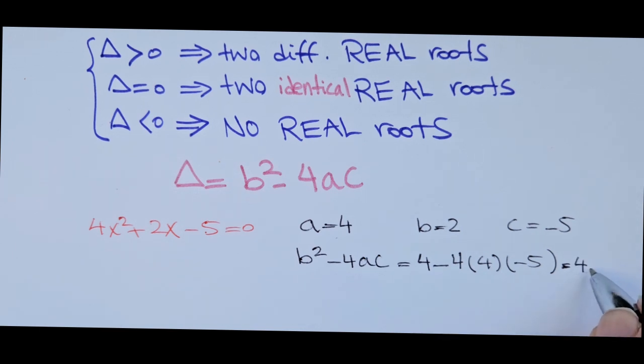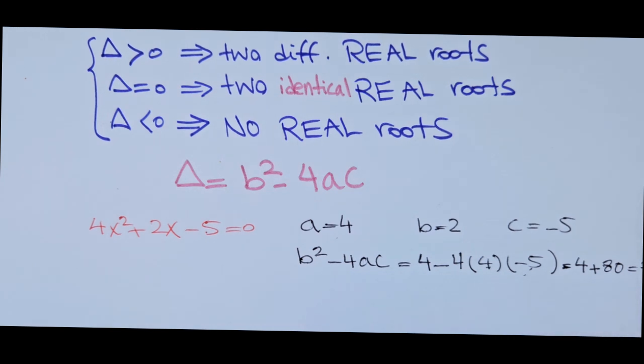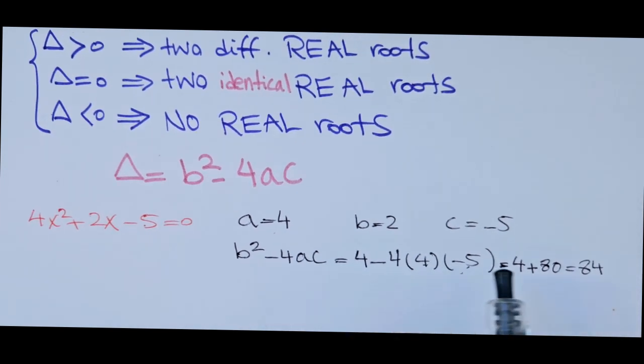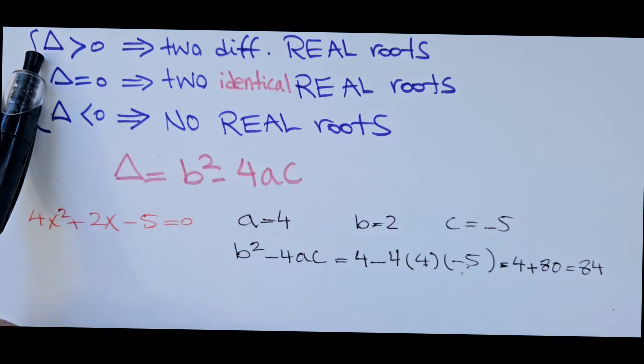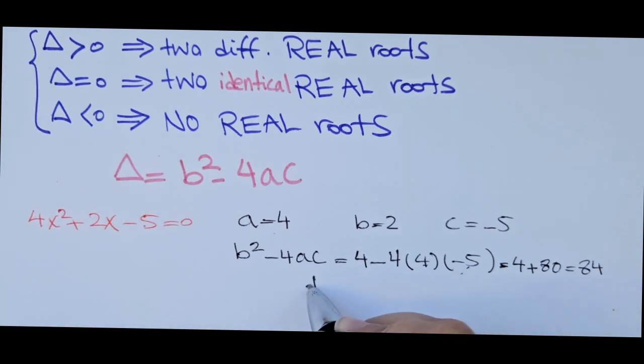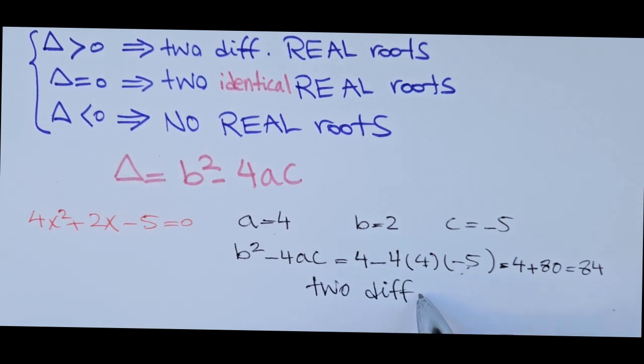So it's 4 minus, okay, 4 times negative 5, it's negative 20. Negative 20 times negative 4, it's plus 80. So your discriminant is greater than 0. That means you have two different roots. That means if you solve this equation and find the exact value of the roots, you will get two real roots which the values are not the same.